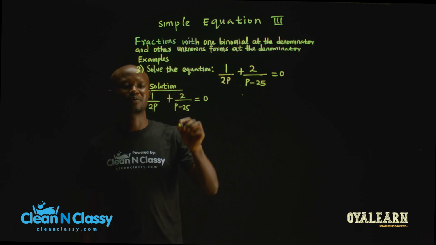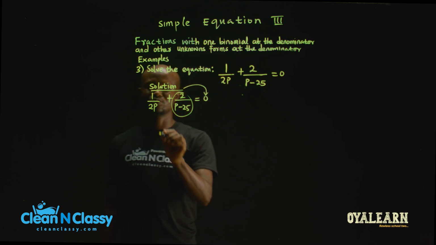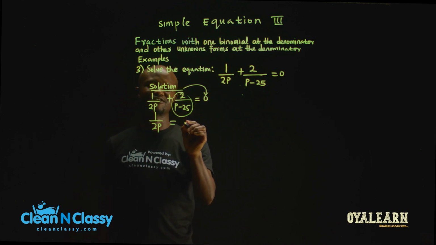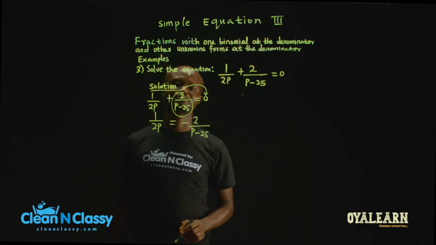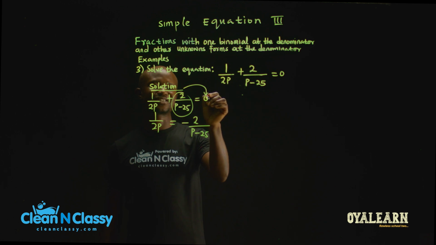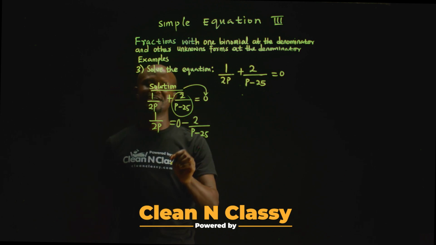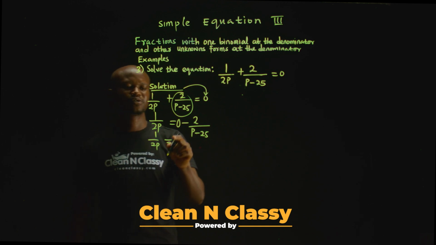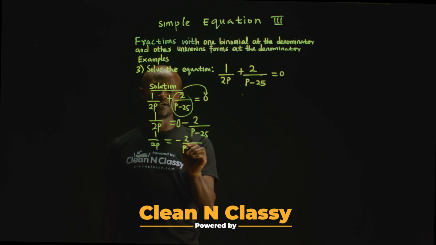Now, we can move 2 divided by p minus 25 to the right hand side. So that would be 1 over 2p equals to what? When we move this to the right, we have minus 2 divided by p minus 25. Since we still have 0 here, it's 0 minus 2 divided by p minus 25. Don't let us forget that 0. Take note. So we have 1 divided by 2p equals 0 minus this. What do we have? We have minus 2 divided by p minus 25.